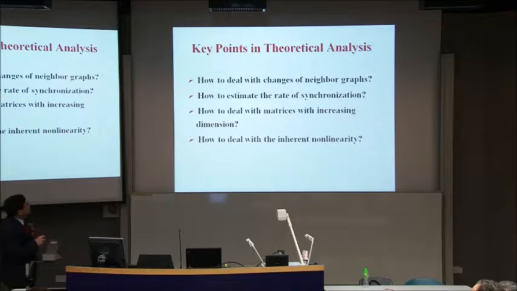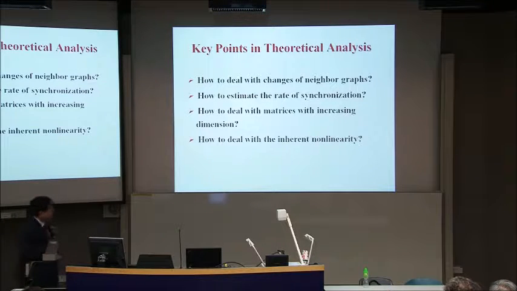So let us have a closer look at what our difficulties are. Here are some key points in our analysis. The first one is how to deal with the changes of the neighbor graph. When the graph changes according to our dynamical system, all the properties will be lost. The independence and identically distributed properties cannot be used. That's our first difficulty. Then how to estimate the rate of synchronization, and how to deal with matrices of increasing dimension, because we are considering a large population case. And how to deal with the inherent nonlinearity, we have to face this.